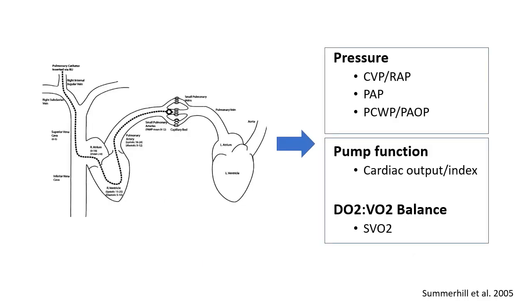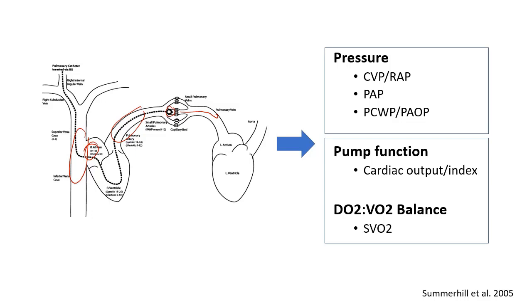The other measurements we're getting from a PA catheter are threefold. One, we're getting pressure waveforms from the CVP, from the vena cava and right atrium, to the pulmonary artery. And then, like I said, we wedge off to get the pressure in the pulmonary vein and left atrium and left ventricle in diastole.